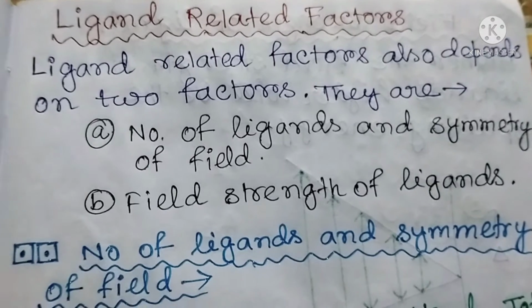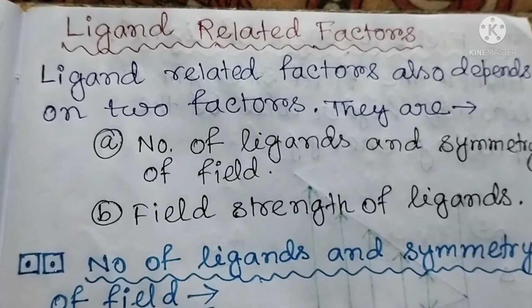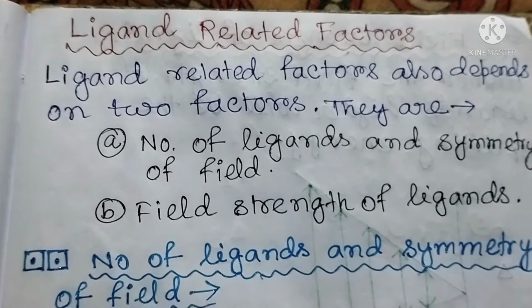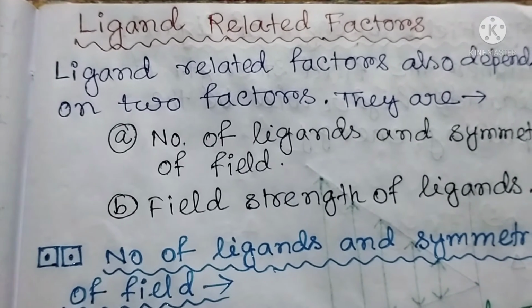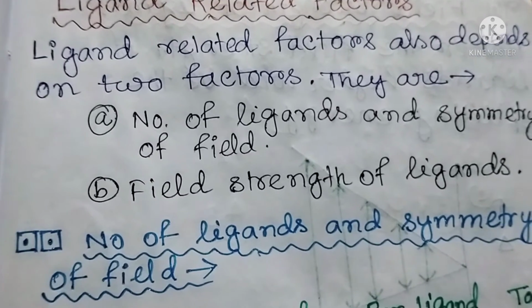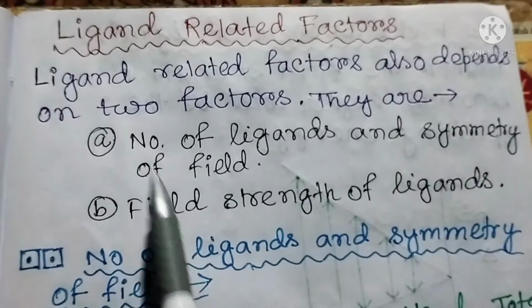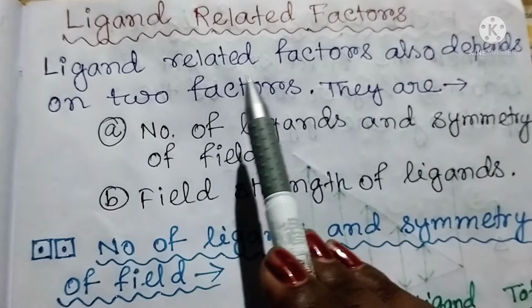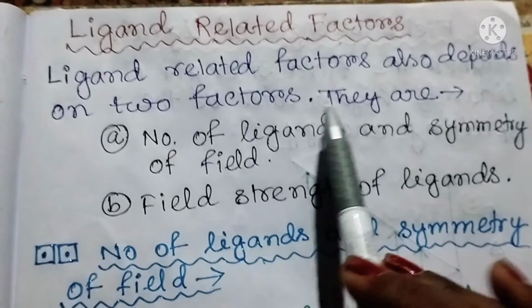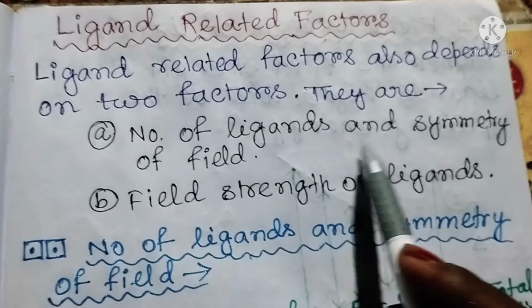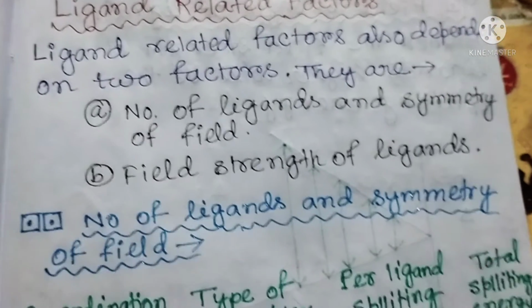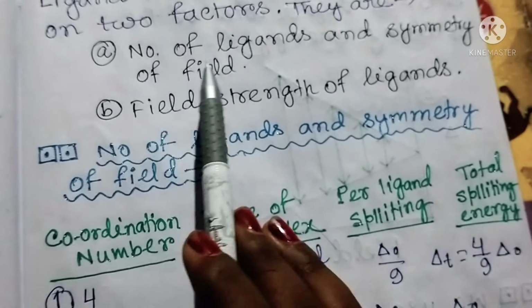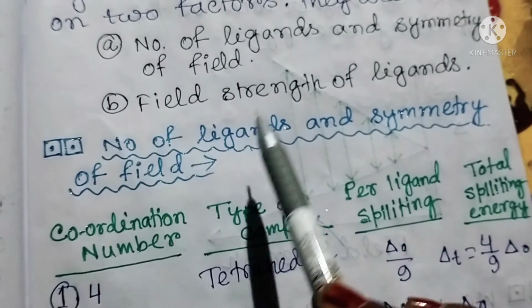Hello students. In today's class, we shall discuss ligand related factors. In the previous class, we discussed in detail the metal related factors, and today we shall discuss ligand related factors. So, let's start. Ligand related factors also depend on two factors: number of ligands and symmetry of field, and the other one is field strength of ligands. Now we discuss the first topic, that is number of ligands and symmetry of field.